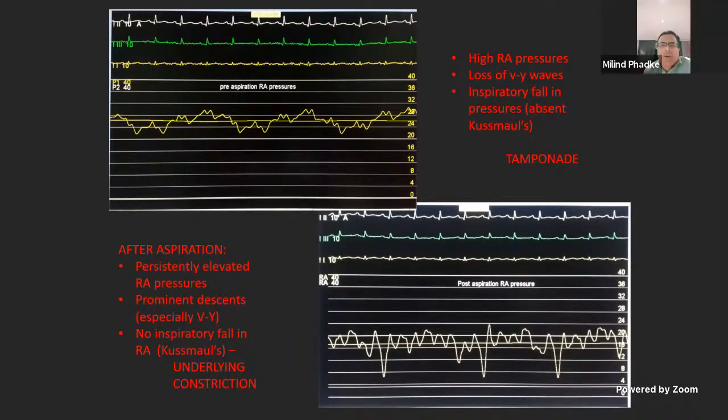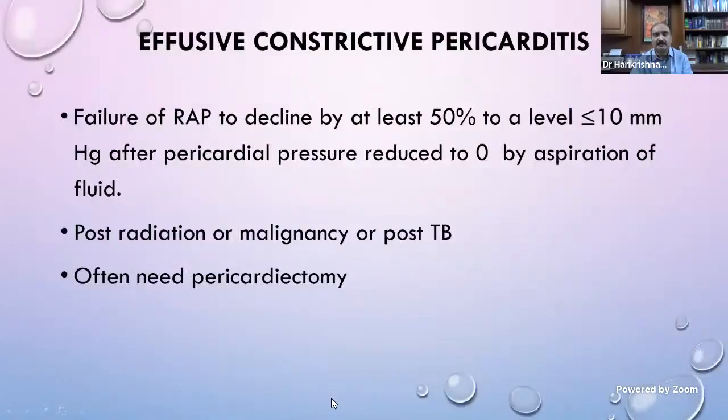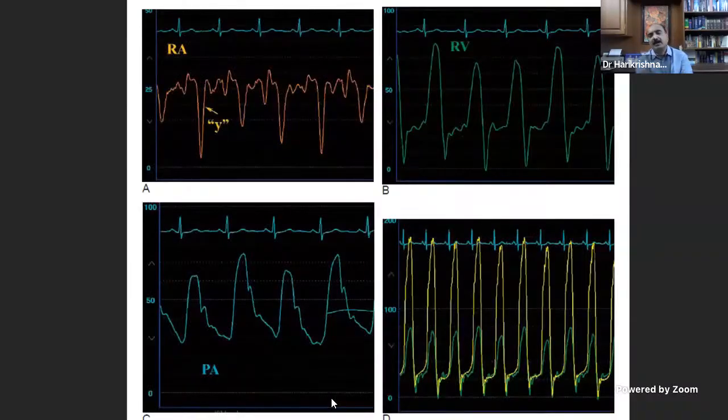These are Sagar Sandhaveda's criteria, which have been described to diagnose effusive constrictive pericarditis. Okay, shall we move to the next? So, if you see constrictive, failure of the RA pressure to decline by at least 50% to a level less than 10, as Dr. Phadke has put it, after pericardial pressure reduces to zero by aspiration. So, post-radiation or malignancy or post-TB, they may need pericardiectomy. Okay, we'll go to the next group of tracings.